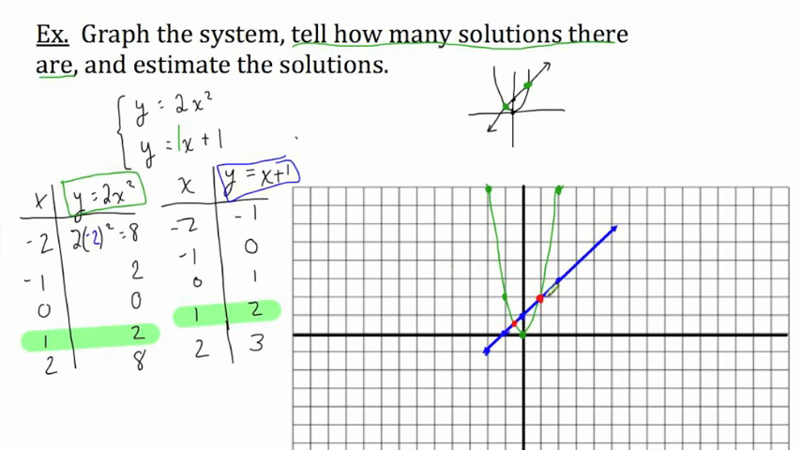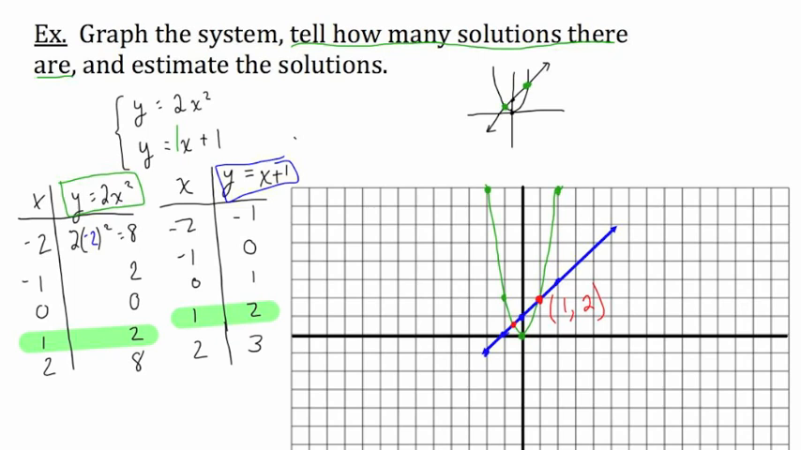Our graph confirms that. When we go to the right 1 and up 2, we are at the point 1, 2. This is a solution to our equation. It appears that the other solution does not lie right on a grid line, so we will have to estimate the coordinates of that point.